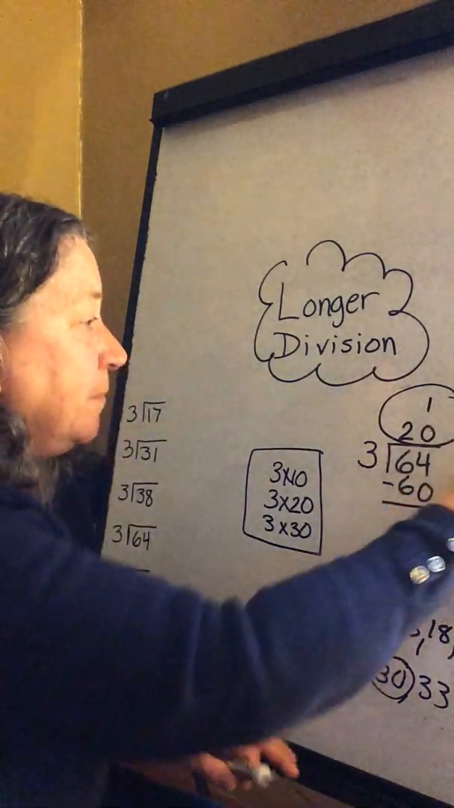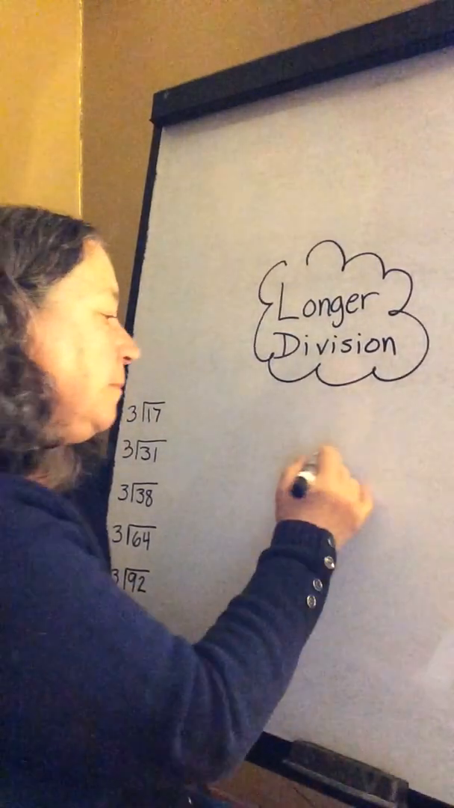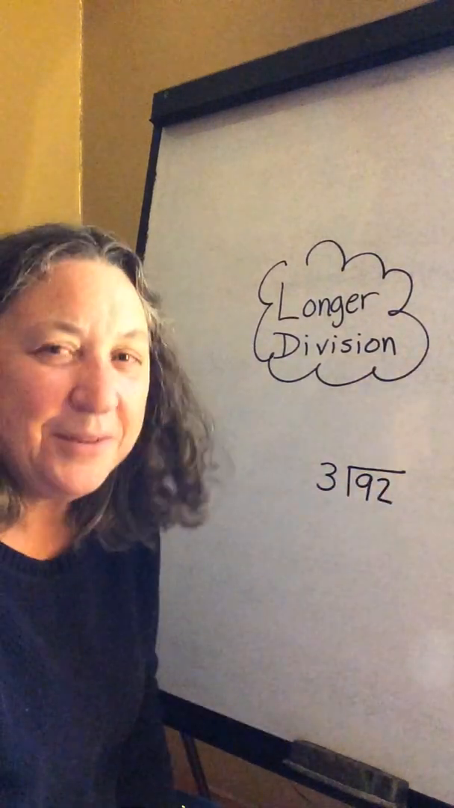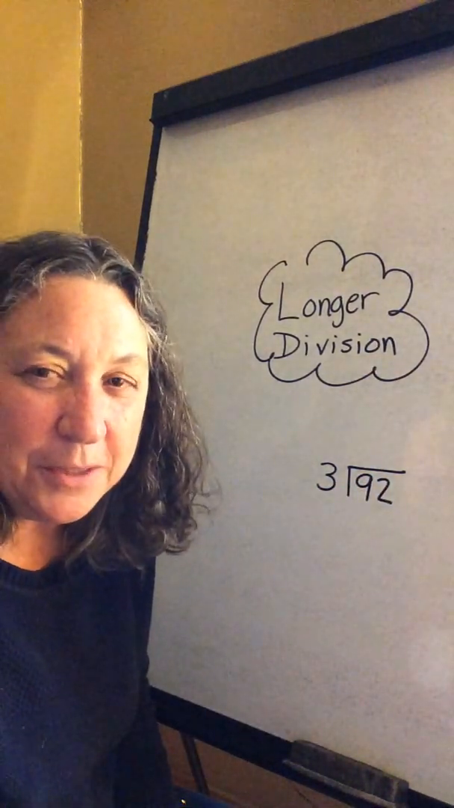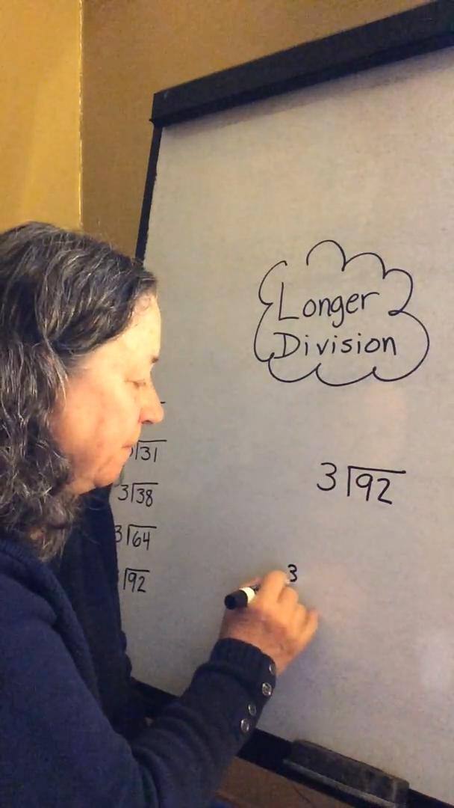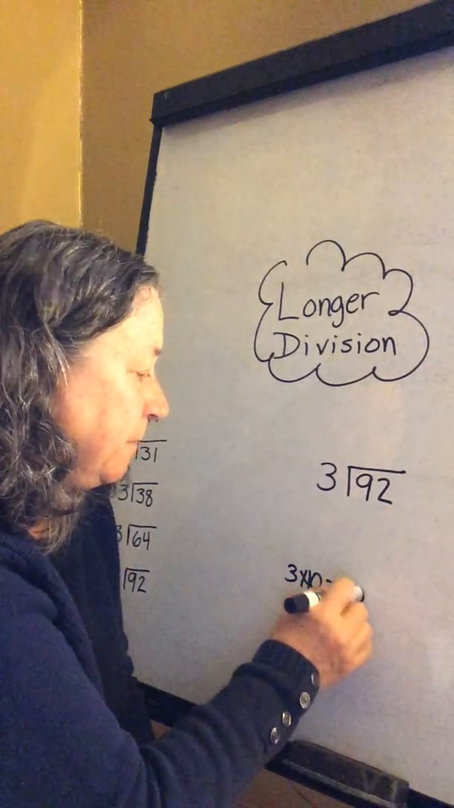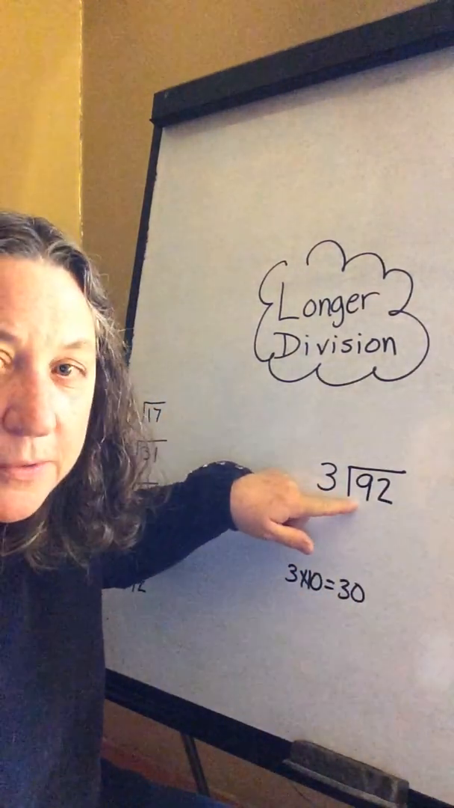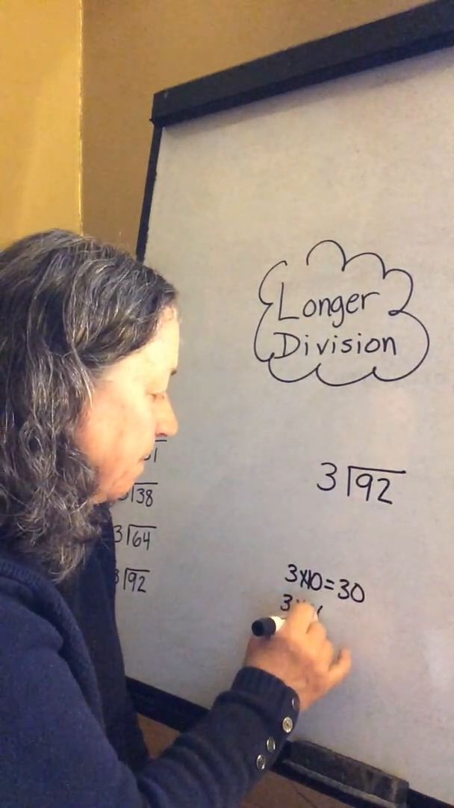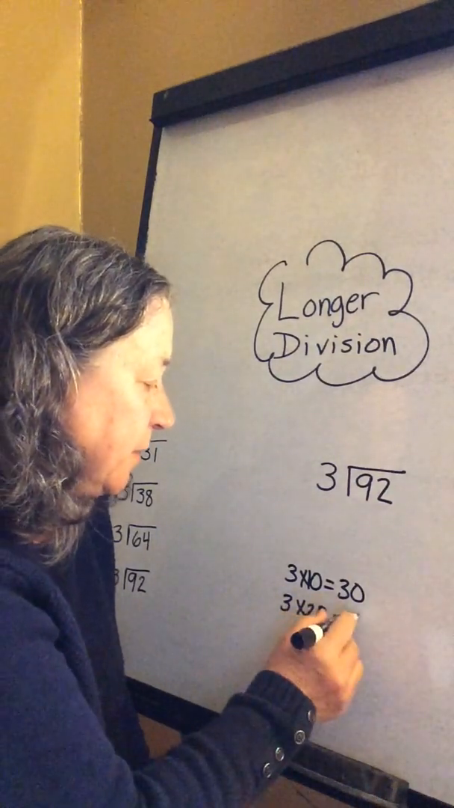Here it is. You can do it. So the first thing we say is, can 3 times 10 fit here? The answer is yes. 3 times 10 is 30, but it's not very close. I bet I can get closer. How about 3 times 20? 3 times 2 is 6. 3 times 20 is 60.